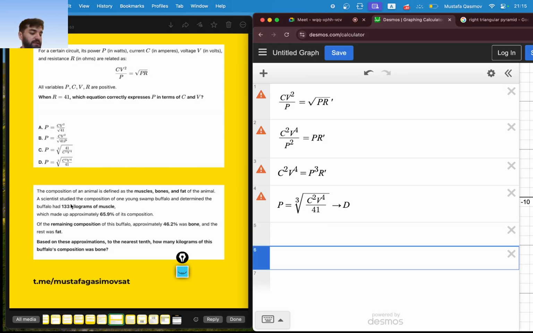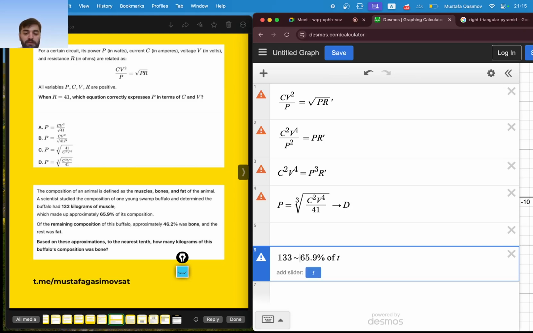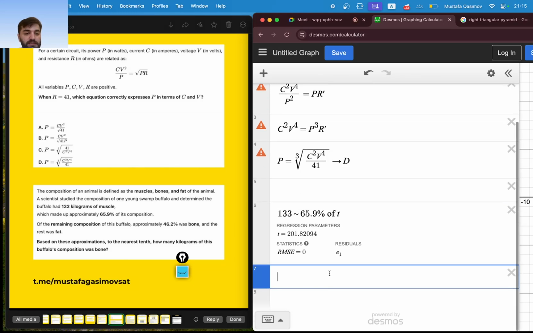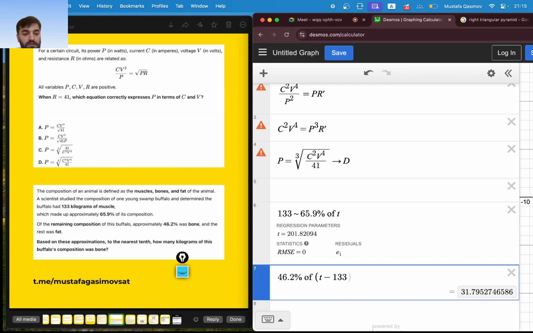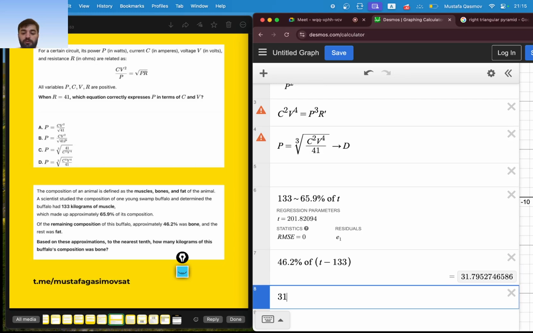And the last question. Here it says that the animal includes muscle, bones, and fat. Muscle is equal to 133 kilograms, which is equal to 65.9% of all. Let's say it is T, and let's find T from here. T is total, and it's the remaining composition of the animal. 46.2% of the remaining will be like this. After that, they ask how many kilograms of this buffalo was bone. We have to also round our answer, and it will be 31.8.